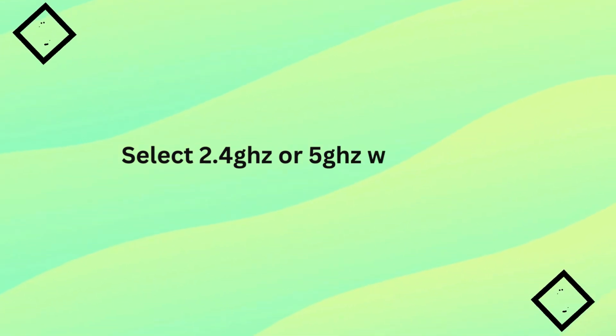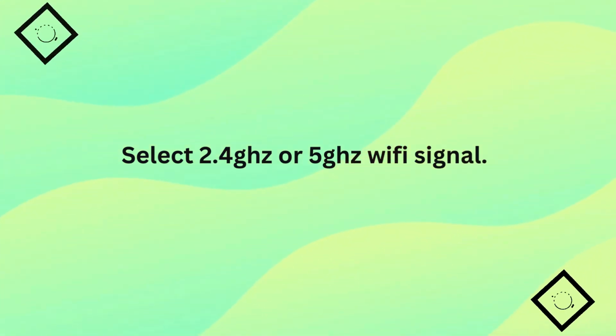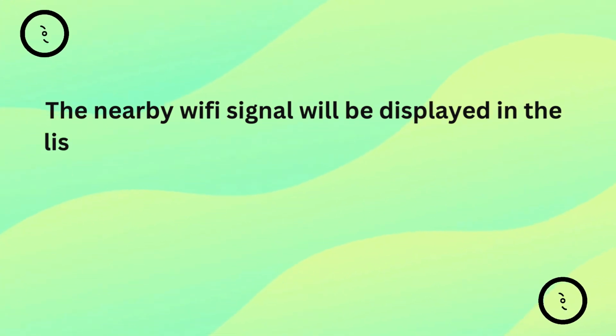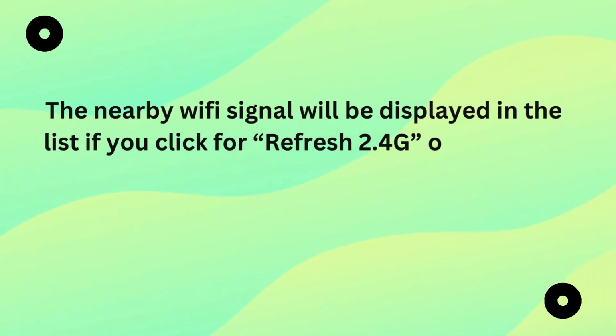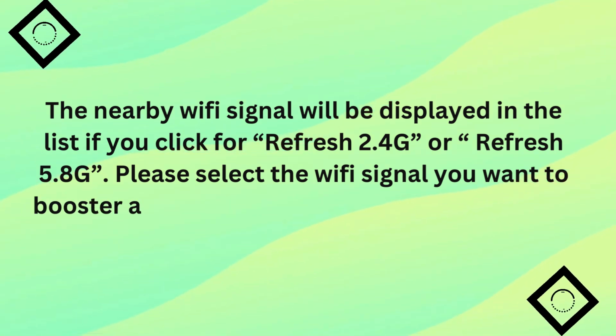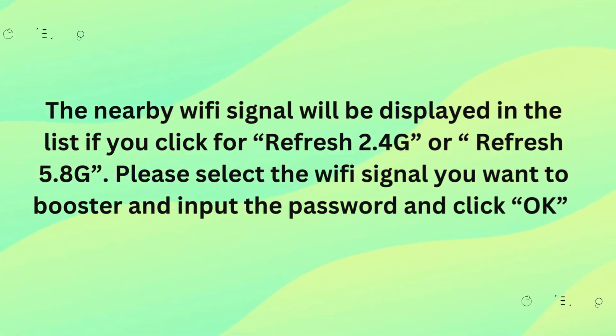Select the 2.4 GHz or 5 GHz Wi-Fi signal. The nearby Wi-Fi signals will be displayed in the list if you click refresh 2.4G or refresh 5.8G. Please select the Wi-Fi signal you want to boost, input the password, and click OK.